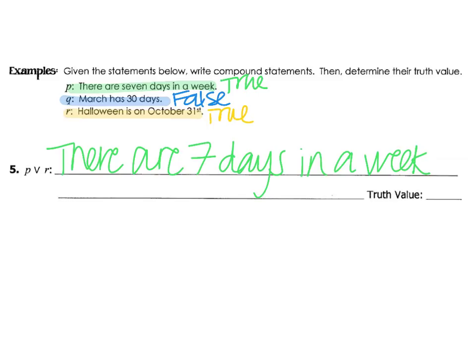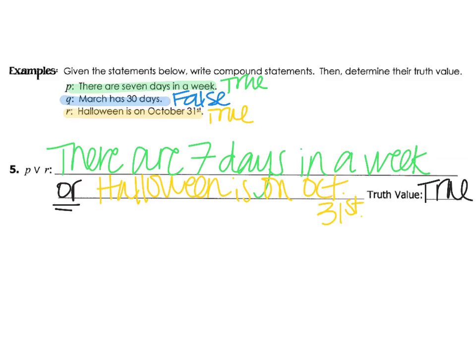And then the down arrow tells us that we're joining these 2 statements with the word or. So there are 7 days in a week, or, and our R statement is Halloween is on October 31st. All right, so now we see that we've got 2 true statements because P is true and R is true. Even though it's an or problem, only one of them has to be true for us to say that this is a true statement. But because both of them are true, it's definitely a true compound statement or a true disjunction.